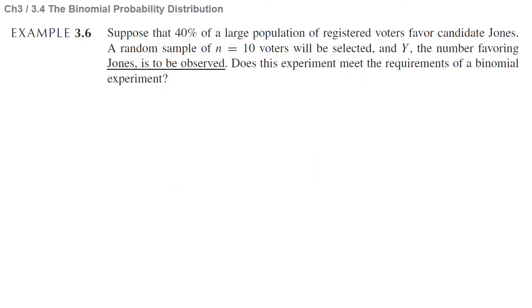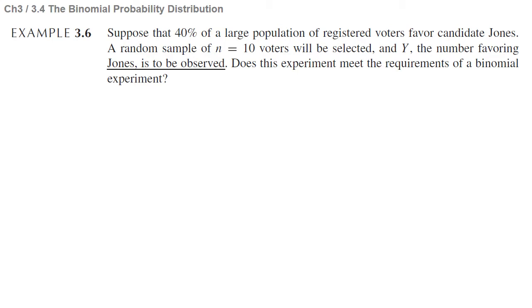Let's go to another example, Example 3.6. Suppose that 40% of a large population of registered voters favor candidate Jones. A random sample of n equals 10 voters will be selected, and Y, the number favoring Jones, is to be observed. Does this experiment meet the requirements of a binomial experiment?